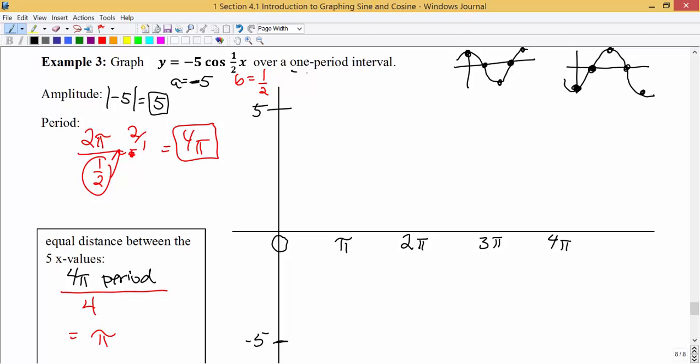So we're only asked to do one period interval, so I can use all that space as I wish. And so our graph is flipped, so we're going to stretch down 5 units. So we're going to start down at the bottom, come back up to the middle, come back up to the max, middle for the 4th point, and for the 5th point we're coming back down to the minimum. So this is our one cycle of cosine.